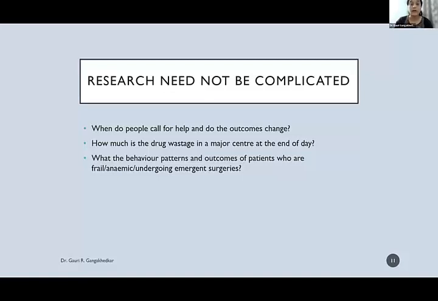You could have people who have left the oxygen supply on at the end of the day. And that's also money lost. So that sort of drug wastage could potentially be prevented, and it could be a game changer with regards to your hospital policies. Then you could look at just very simply, if you don't really want to invest so much, you don't want to think so much, you could plan audits. Like, what are the behavior patterns and outcomes of patients who are either, say, frail, anemic, or undergoing emergent surgery?